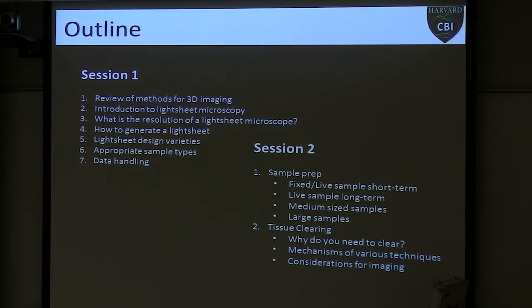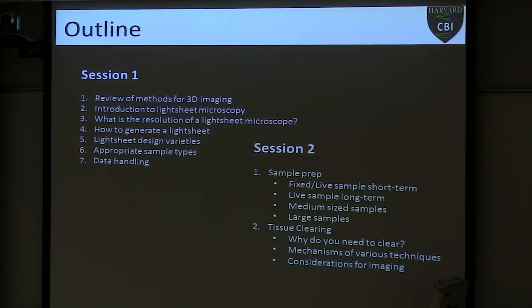And then we'll take a bit of a break, and we'll come back, and after the break, we'll talk a bit about sample prep. And I'm going to talk specifically for a multi-view Lightsheet setup, sample prep for that, which is what the Zeiss system is that I believe you guys are currently looking at. And then we'll also talk a bit about tissue clearing. Okay.